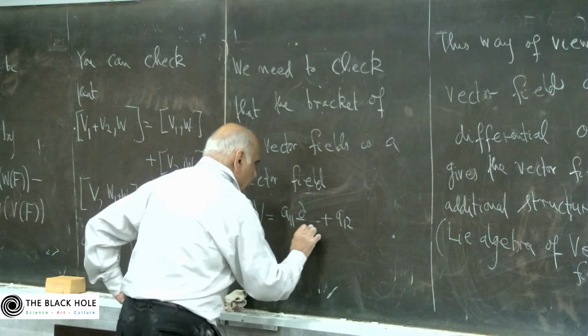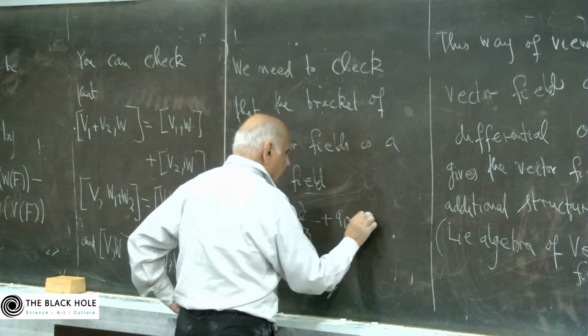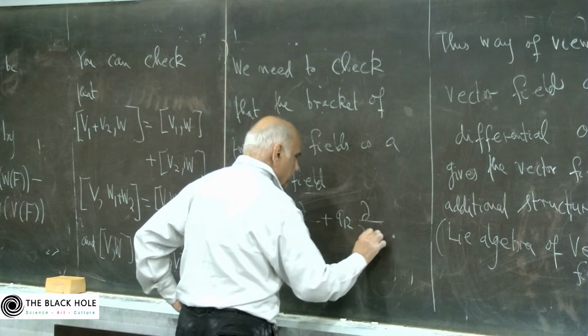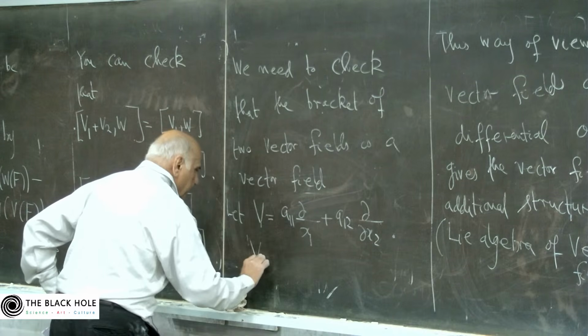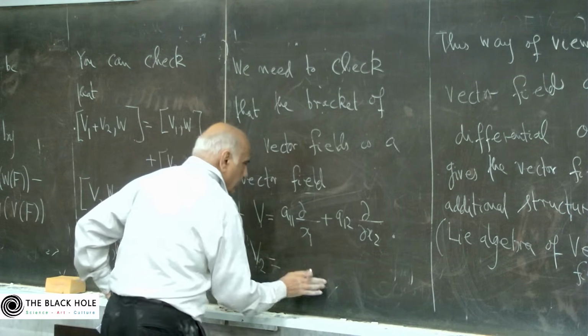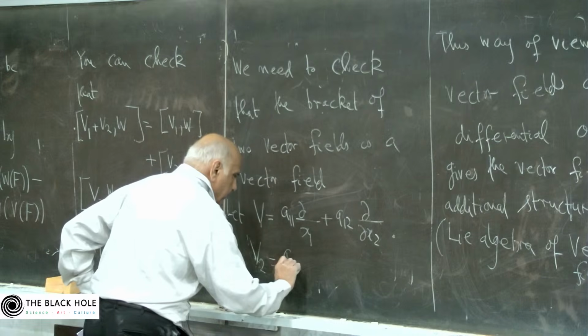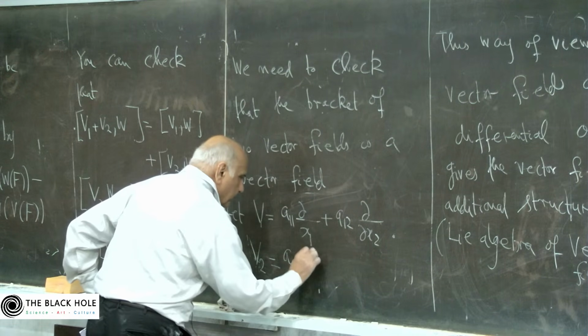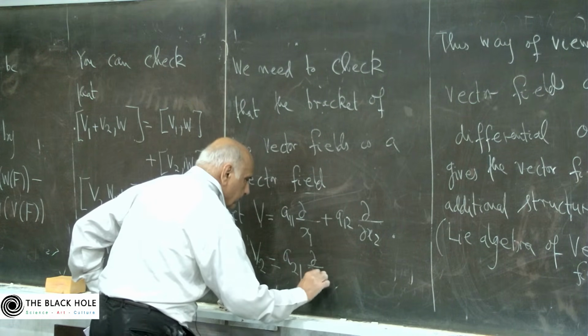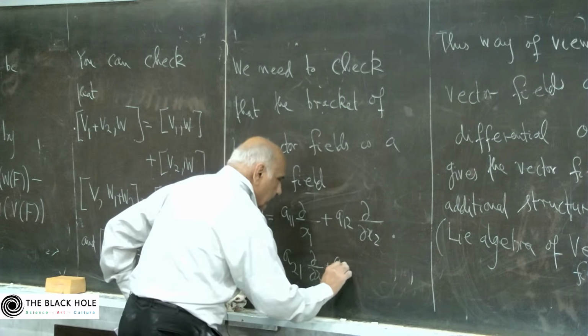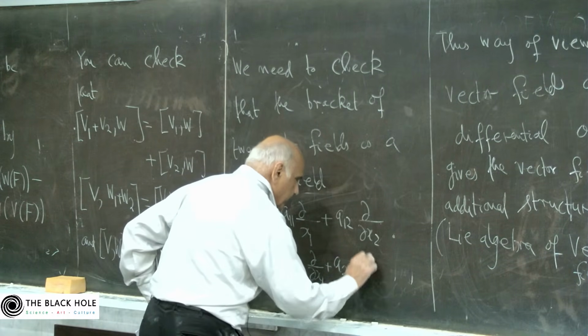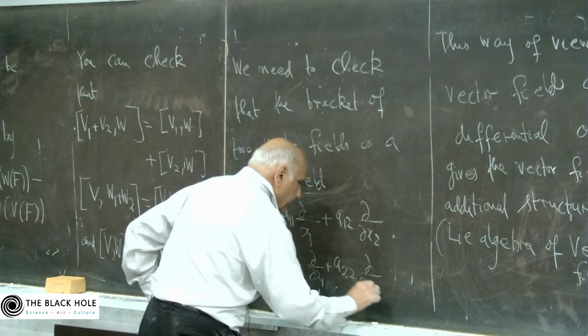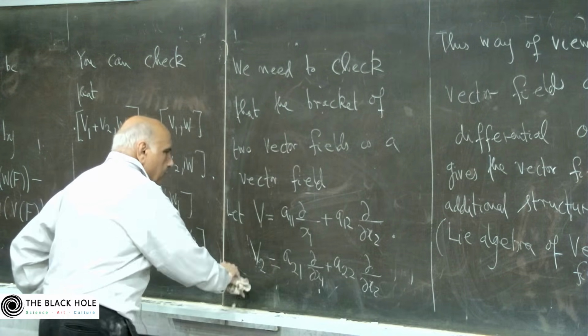So V1 is A11 partial by partial x1 plus A12 partial by partial x2, and V2 is equal to A21 partial by partial x1 plus A22 partial by partial x2. Okay.